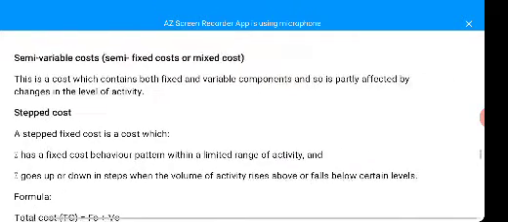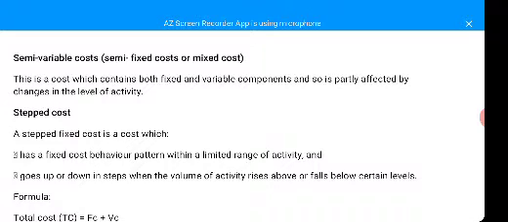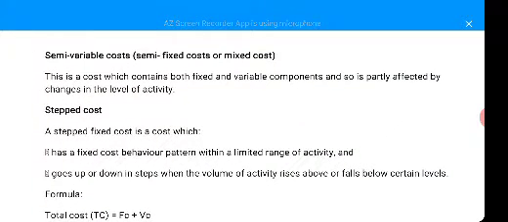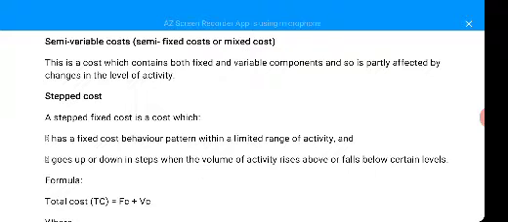This is a cost which contains both fixed and variable components, and so it's partly affected by changes in the level of activity. So that is a semi-variable cost, which is a mixed cost. And they have both fixed elements and variable elements.